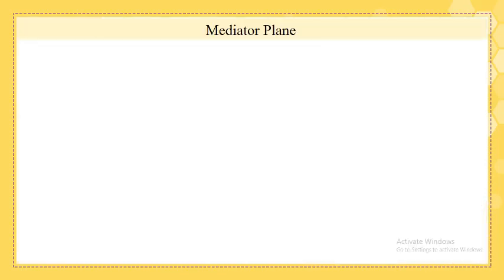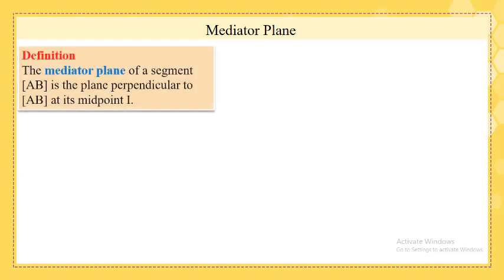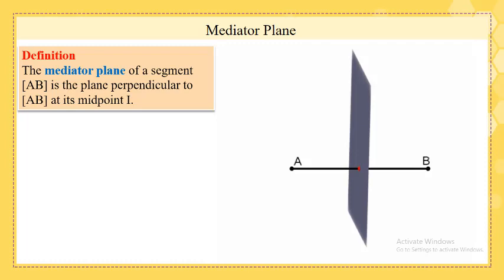First of all, what is a mediator plane? Well, the definition states that the mediator plane of a segment AB is the plane perpendicular to AB at its midpoint I. Let's say this is our segment AB, and this is its midpoint I. As we said, the mediator plane of this segment is the plane perpendicular to it at its midpoint.